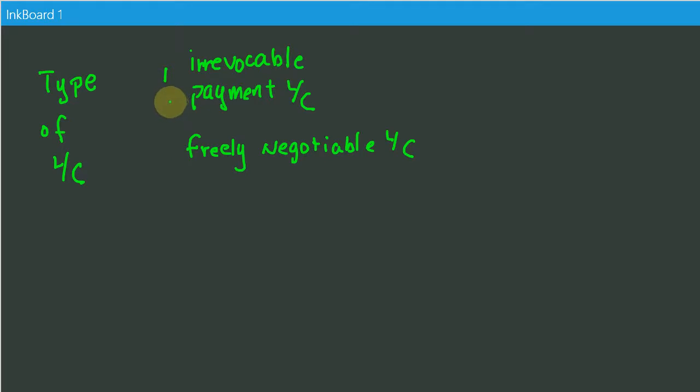Okay, so you have distinguished the payment LC and the freely negotiable LC. This is the same meaning, open LC and general LC. Okay. So number 4 we have to go to is the payment.